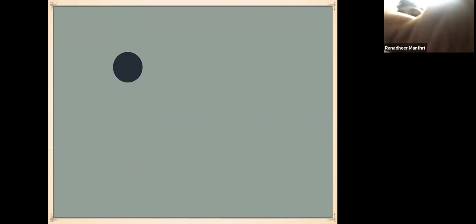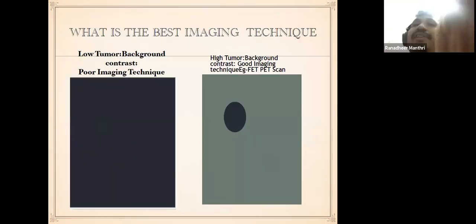What is the best imaging is the high tumor to background ratio or high pathology to normal ratio. In the first slide also, there was a green dot, but the background was black. Because of that, you were not able to identify it easily. But in this slide, you can easily see the black dot over a green shadow. That is, tumor to background or signal to noise ratio should be high in a good imaging technique.